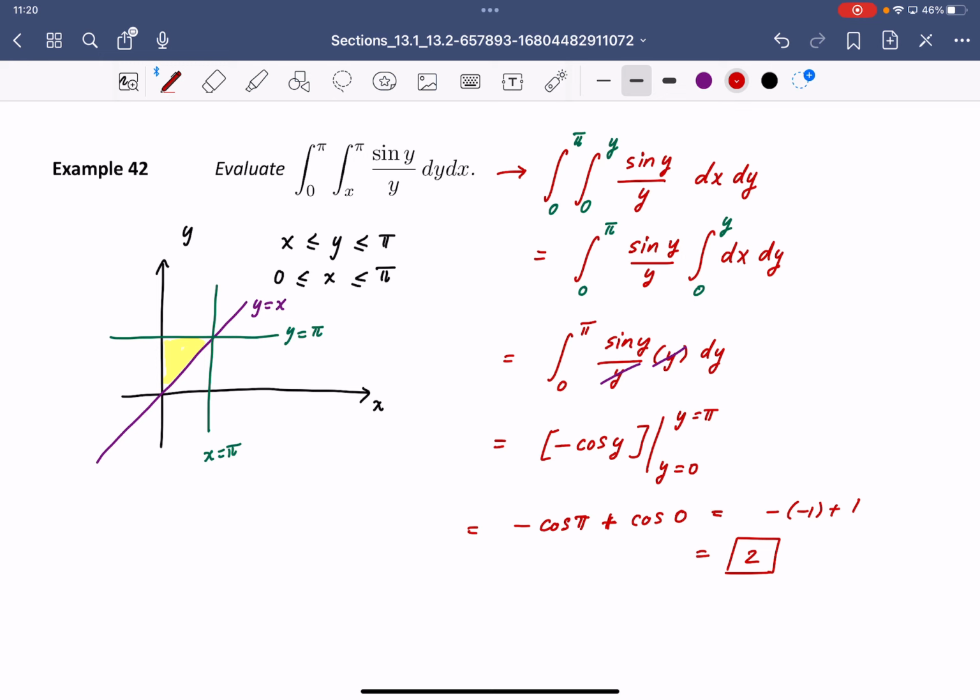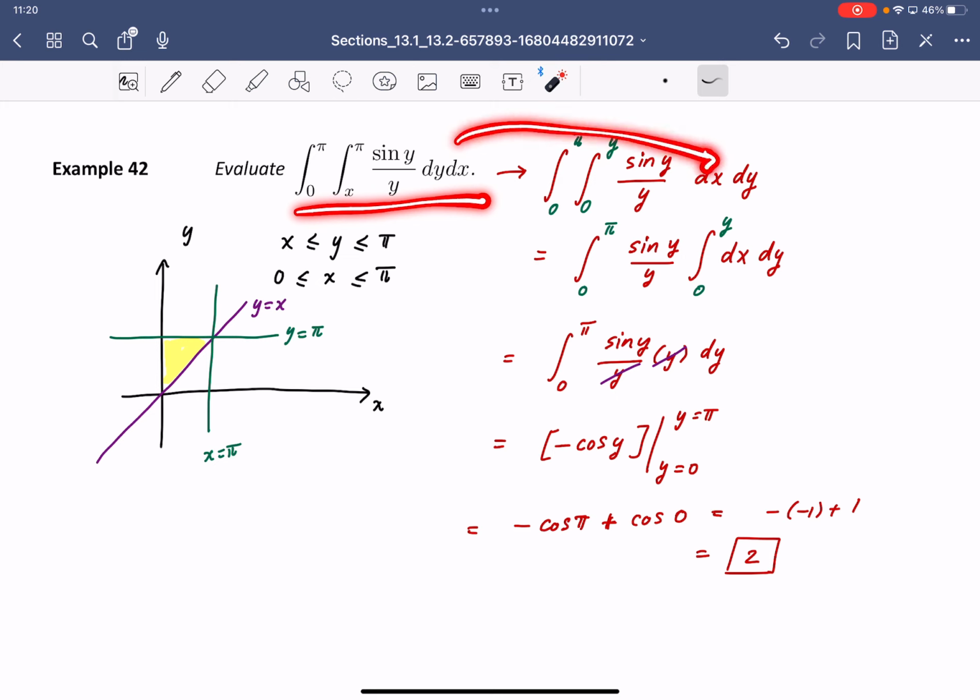So you see that the critical point for this question is that you cannot integrate it unless you switch the order of integration. It forces you to switch the order of integration, and then once you switch, this is constant, then you can pull it out, and then it's going to be okay.